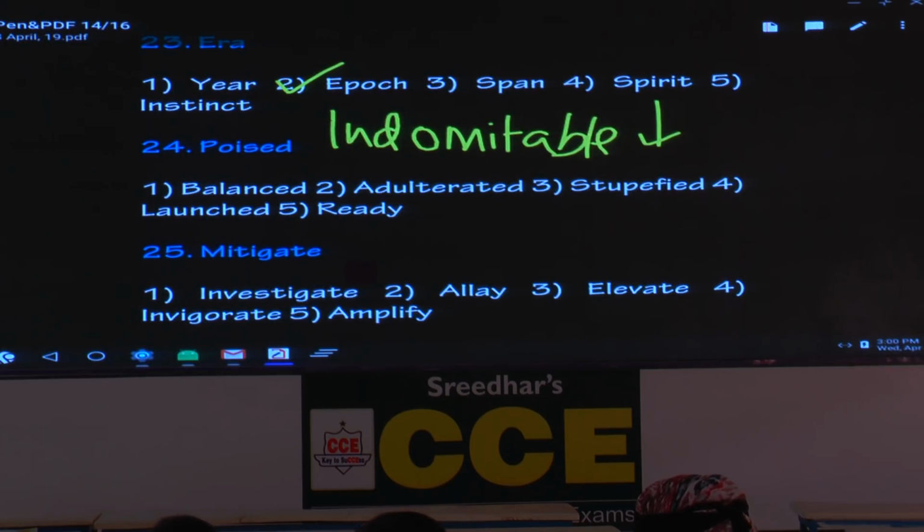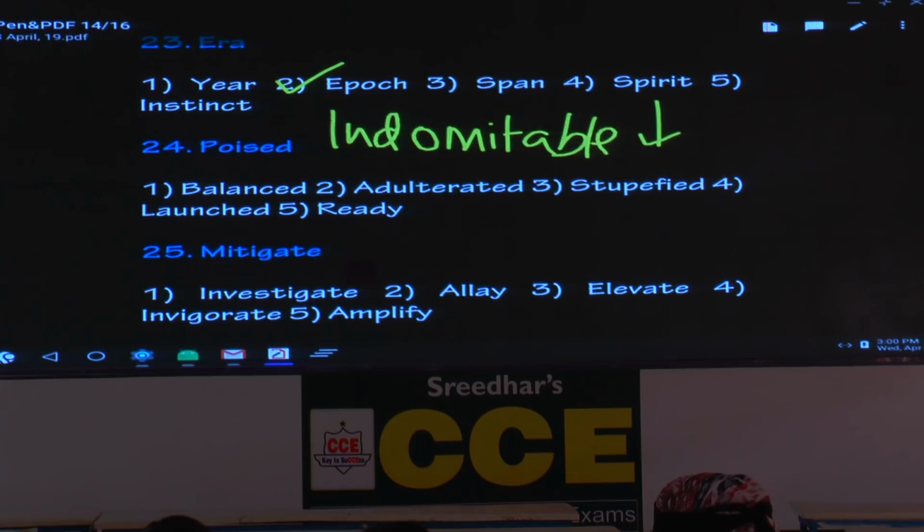Adulterated. I think I gave last week. Adulterate means what? To make something impure. Please write adulterate, to make something impure. Stupefied. I think it has a negative connotation. I don't remember right now. Launched, does it go with this context? No. What is the fifth option?